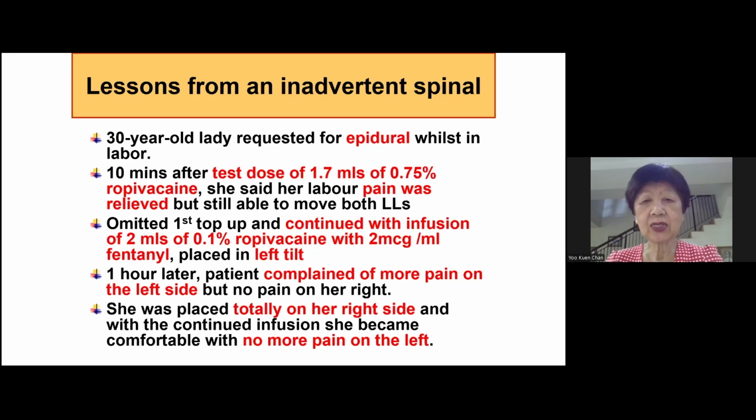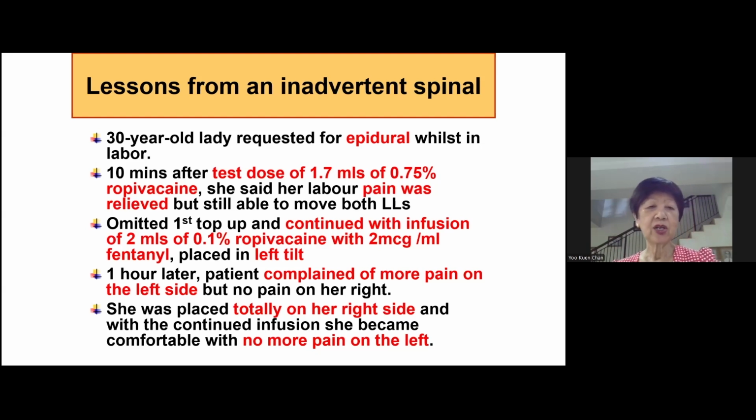And because I had to leave her, I got one of my younger trainee doctors to sit with her, telling him that this particular patient had an intrathecal drift of the catheter, and I am treating her as such. So 1 hour later, the patient complained to the provider that there was more pain on the left side, but no pain on her right side. Remember, I actually was using an infusion of 0.1% ropivacaine. All right. So here she complains of left side pain, but no pain on her right side.